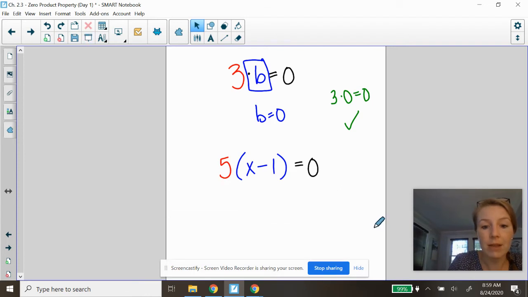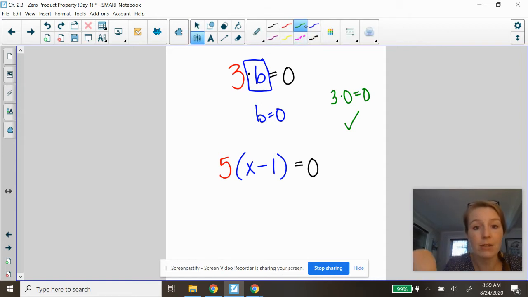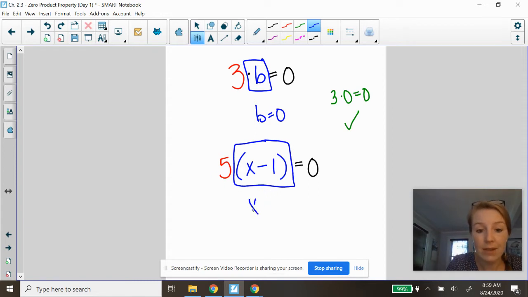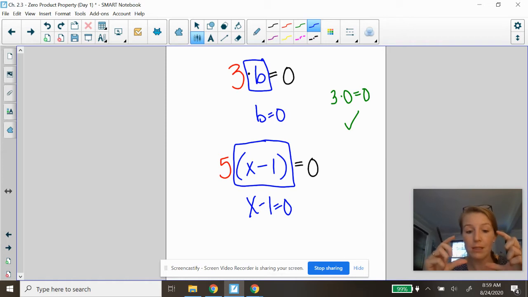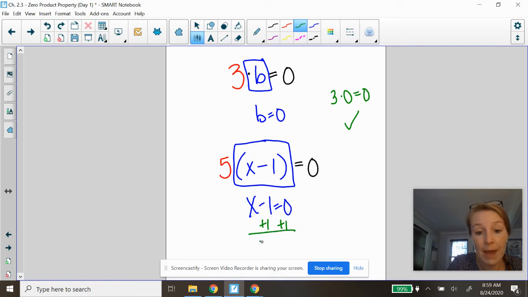What if it gets a little trickier? What if we think about something like this? 5 times x minus 1 equals 0. Well, now we're dealing with something more complicated. It's not just a variable, but now we have a bit of an expression embedded in here. This means that I now need to set this as an equation. I know that x minus 1 must equal 0, right? That whole blue box has to equal 0. Well, if I think about how to solve this, I'm going to add 1 to both sides. That means that x can equal 1.